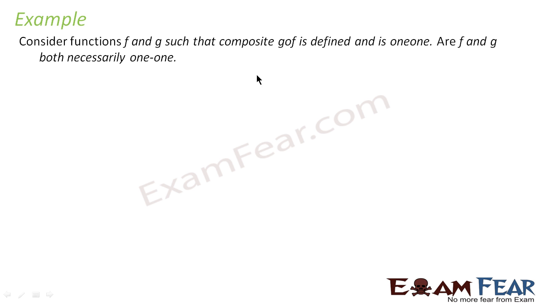Let's take one more example. So we have functions f and g such that the composite function is one-one. So the question says g of f is one-one, and we have to find whether f and g are one-one or not. Right? This is what we have to find.